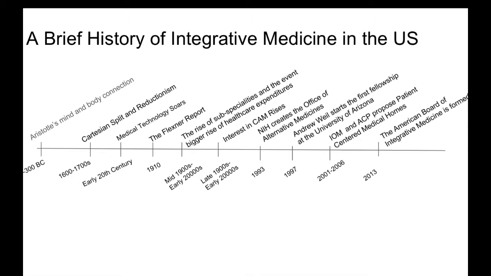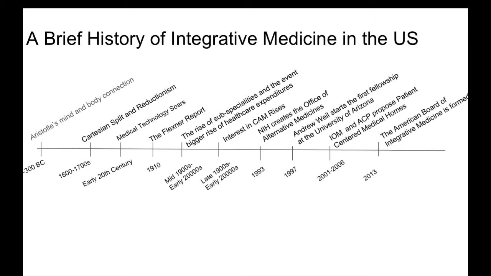So then in the early 1900s, medical technology began to soar. And in 1910, there was a big concern about the quality of medicine that was being practiced. And this is how the Flexner report came about. And it really was a report on the quality of medicine and how we can improve the quality through evidence-based research, education, and clinical practice improvements. So that's what the Flexner report is about.